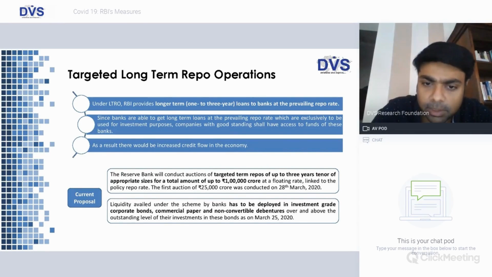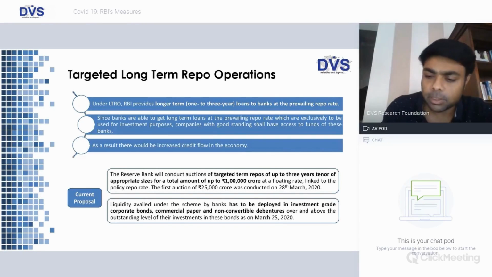So the first auction was conducted on 28th of March, and the amount fixed by RBI was 25,000 crores. But technically, they received bids for about 2.8 times that number, which effectively shows the demand for credit. The liquidity availed under the scheme by banks has to be deployed in investment grade corporate bonds, commercial paper, and non-convertible debentures. So we are talking about rated institutions to whom these funds would be deployed.